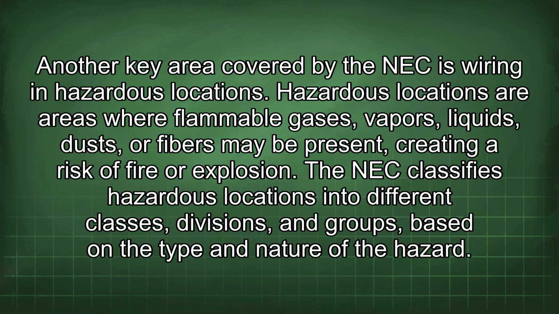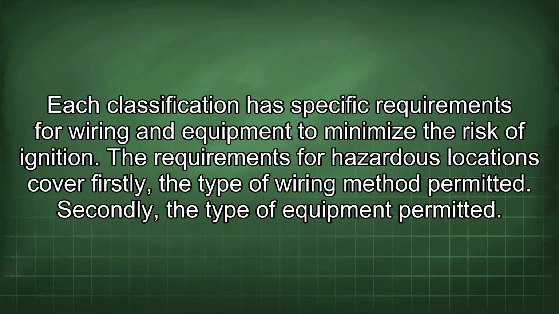Another key area covered by the NEC is wiring and hazardous locations. Hazardous locations are areas where flammable gases, vapors, liquids, dust, or fibers may be present, creating a risk of fire or explosion. The NEC classifies hazardous locations into different classes, divisions, and groups based on the type and nature of the hazard. Each classification has specific requirements for wiring and equipment to minimize the risk of ignition.